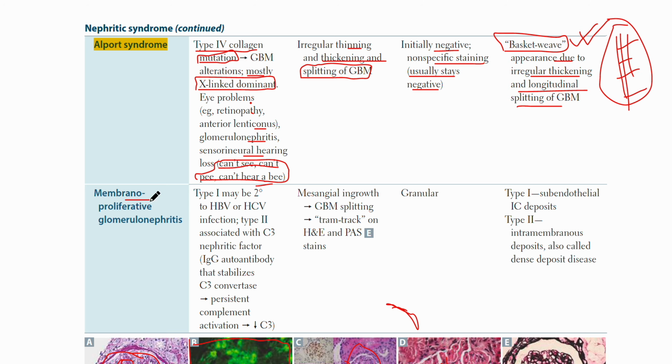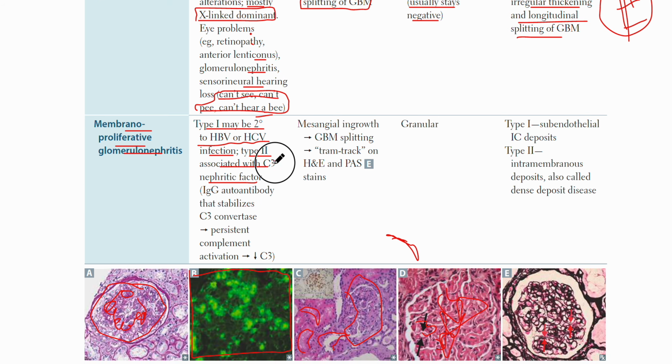But in another case there is a tram track appearance, as in this splitting. So this occurs in membranoproliferative glomerulonephritis. There can be type 1, which may be secondary to hepatitis B virus or hepatitis C virus infections, and type 2, which is associated with C3 nephritic factor. So an IgG autoantibody that stabilizes the C3 convertase enzyme will lead to persistent complement activation, which will lead to a decrease in C3. In light microscopy, there is mesangial ingrowth and GBM splitting that will lead to a tram track appearance in H and E, and also PAS staining.